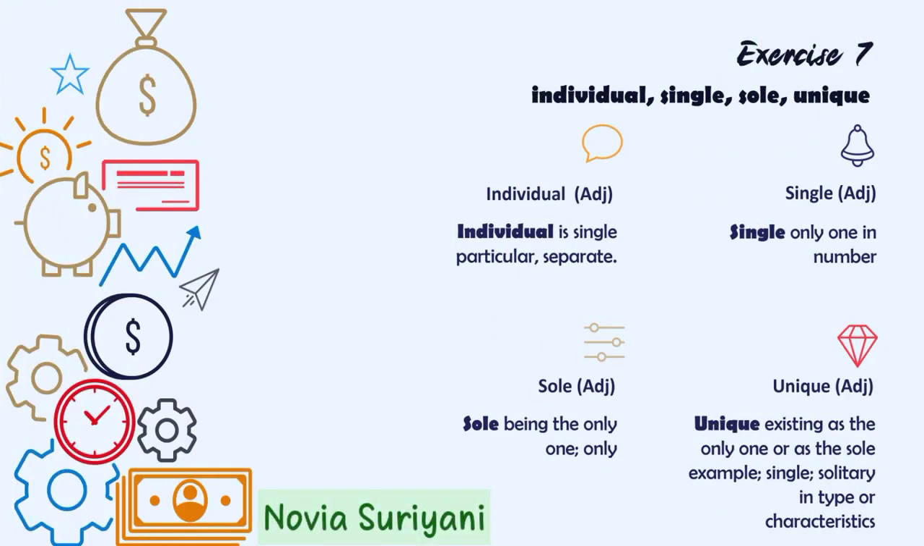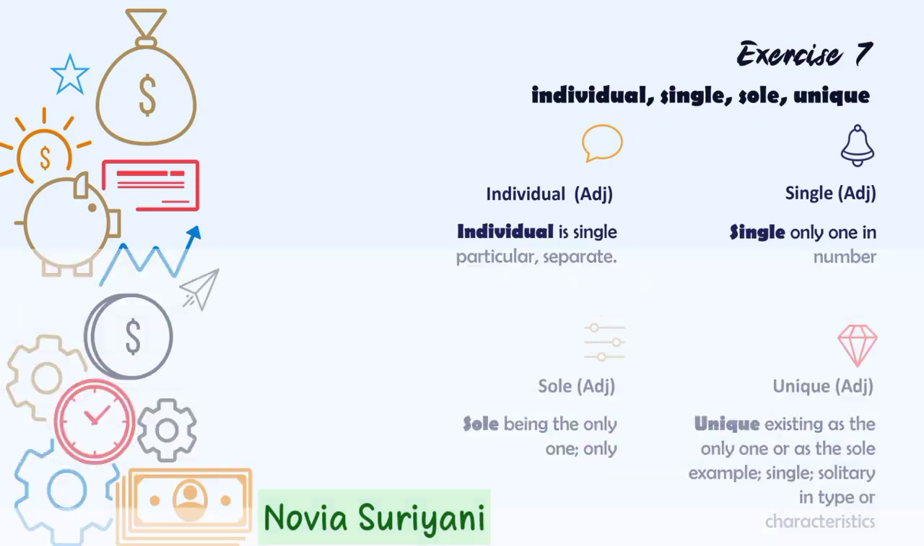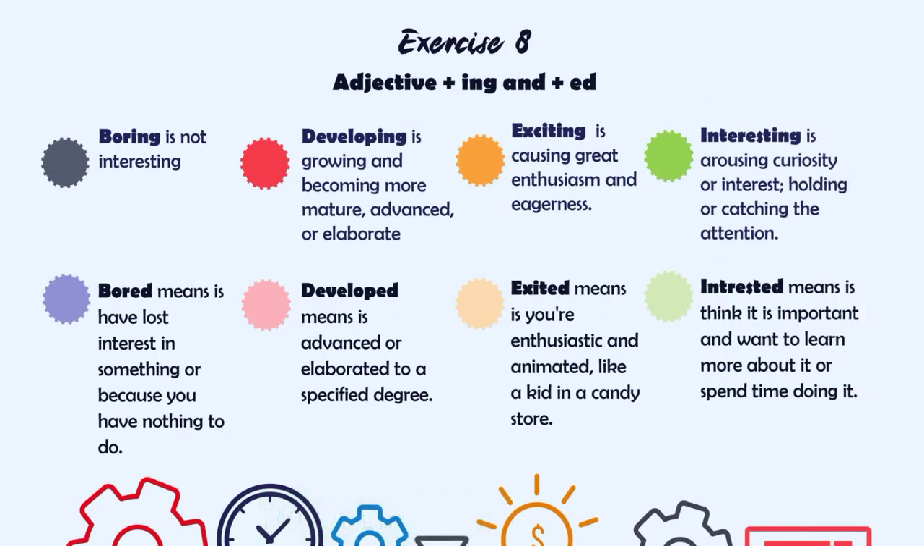Exercise 7. Individual, single, sole, and unique. Individual is an adjective. Individual is single, particular, separate. Single is an adjective. Single, only one in number. Sole is an adjective. Sole being the only one, only. Unique is an adjective. Unique, existing as the only one or as the sole example, single, solitary in type or characteristics.